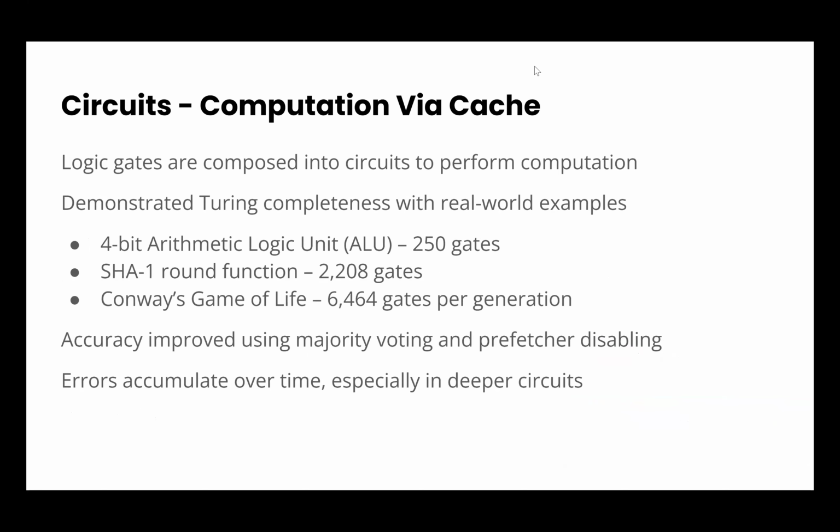And then moving on to circuits. After building these individual gates, the authors demonstrate that these can be composed into full circuits capable of meaningful computation. They built three significant examples: a 4-bit ALU to perform basic arithmetic, the SHA-1 cryptographic hash function, and a simulation of Conway's Game of Life over a 12x12 grid. These examples not only show the computational power of the gates, but also serve as a practical proof of Turing completeness. They note that it's not always 100% accurate. For example, executing the ALU's 250 gates of the circuit produces the correct result about 80% of the time.